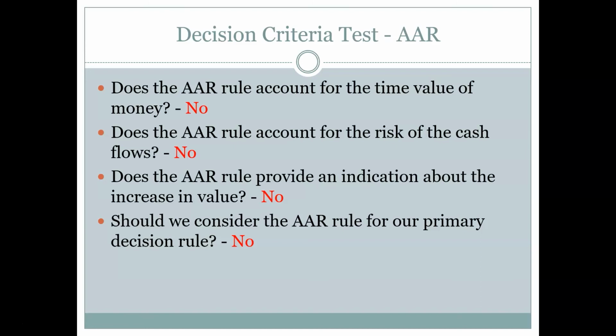It doesn't tell us particularly what the indication of value is, although it does give us some measure of the accounting value created in terms of net income. And we don't consider it our primary decision rule because it doesn't really provide much use outside of some specific cases. It is easy to calculate, and the information that we need is usually available because this is accounting information and we're almost always going to have that accounting information.